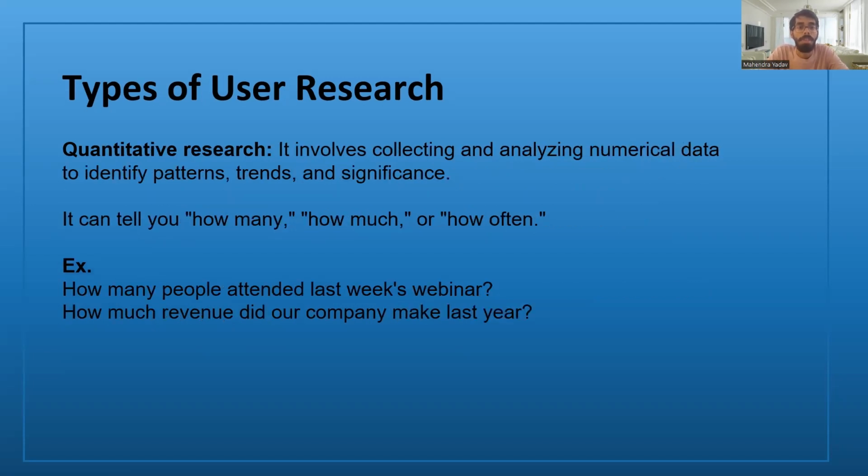Second, quantitative user research. It involves collecting and analyzing numerical data to identify patterns, trends, and significance. Basically, in quantitative research, you will focus on analyzing the data numerically. So there will be a measurable quantity or numbers. It can tell you how many, how much, or how often. Example, how many people attended last week's webinar? How much revenue did our company make last year? So just like this, there can be anything related to numbers.